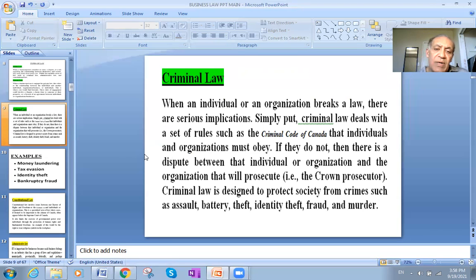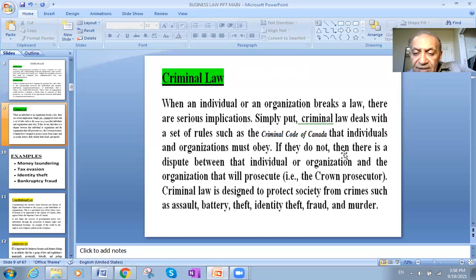When an individual or an organization breaks a law, there are serious implications. Simply put, criminal law deals with a set of rules, such as the Criminal Code of Canada, that individuals and organizations must obey. Here in Canada we have the Criminal Code of Canada, in which all the persons, cases, and acts are there to organize the life of Canadians.